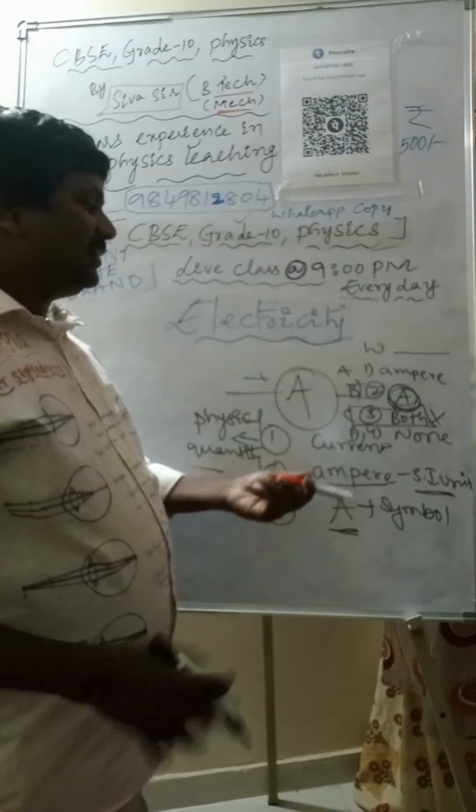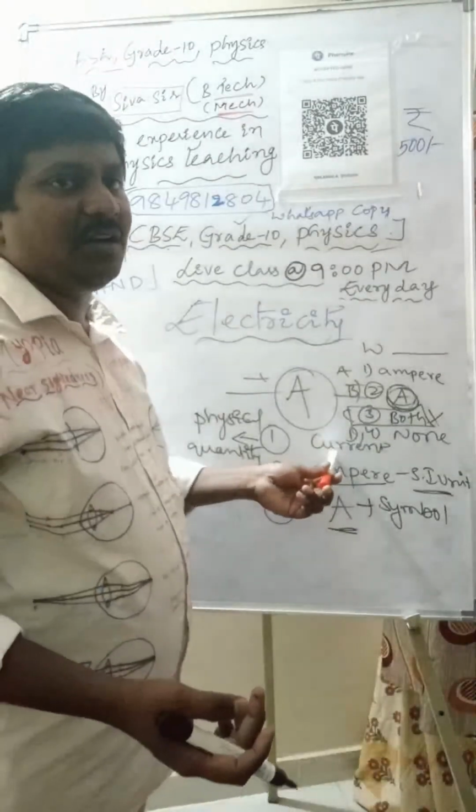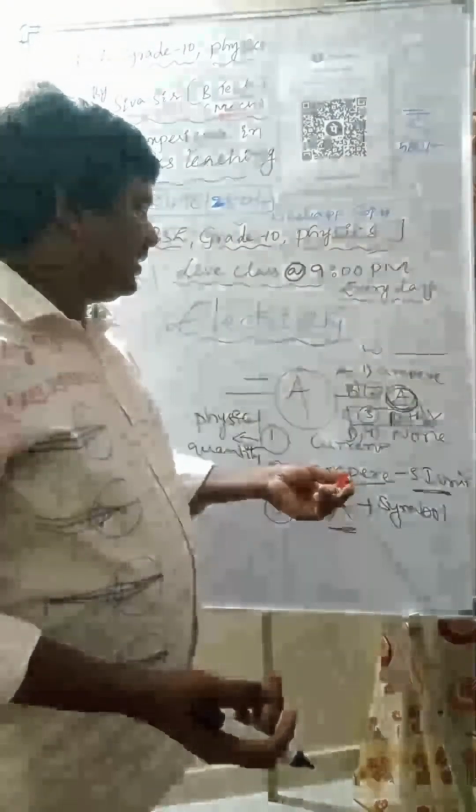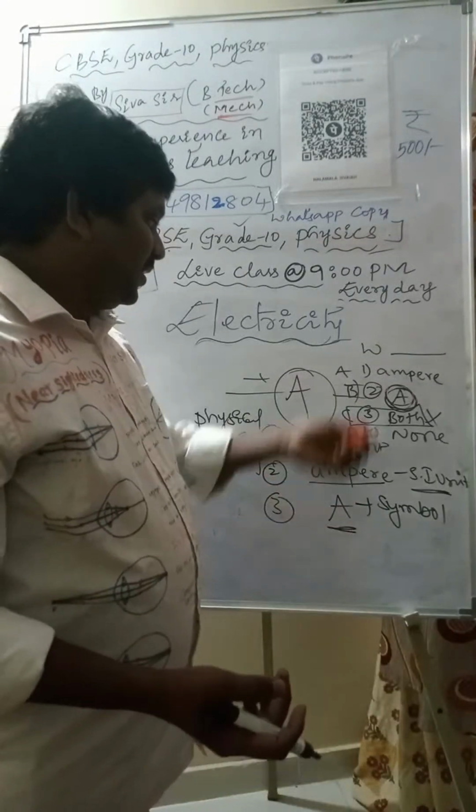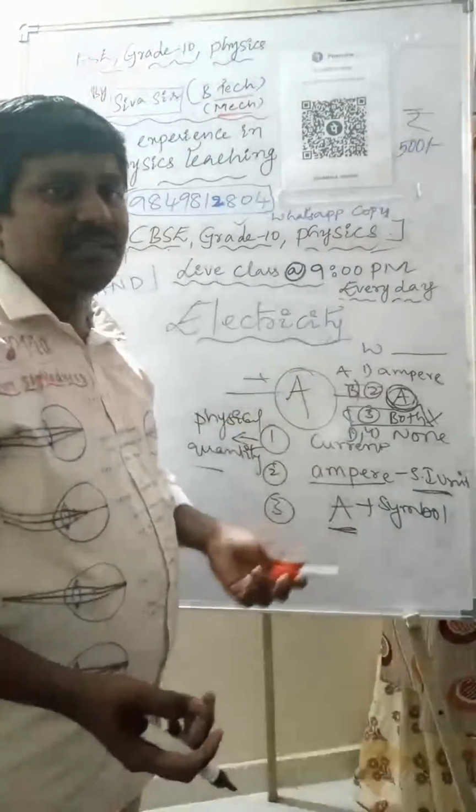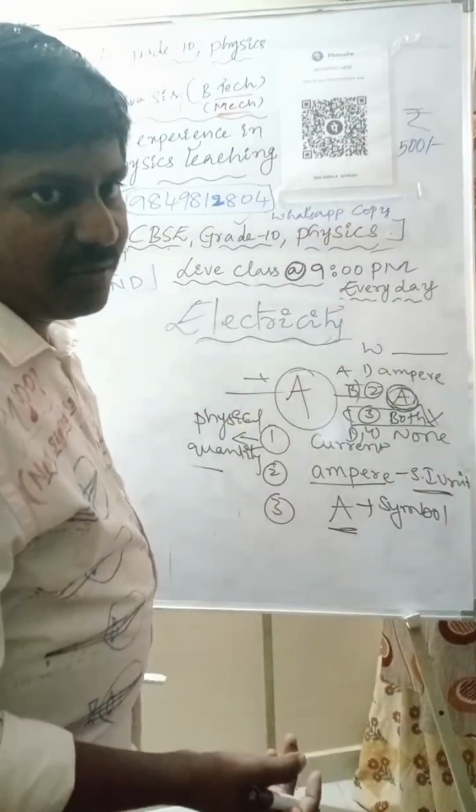That is, current is a measurable quantity only, no? That's why it is called a physical quantity. And the SI unit of current is ampere. So like this, I will ask questions. So make a note of it.